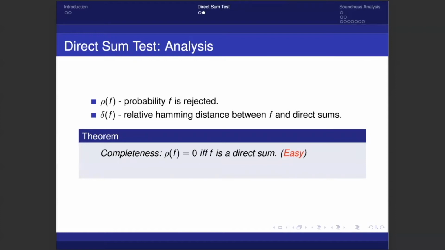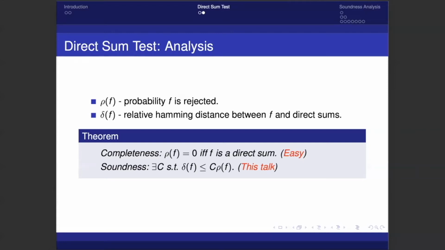So the guarantees we have for the direct sum test are the following. The test accepts with probability 1 if and only if f is a direct sum. Note that this is essentially the observation that we saw on the previous slide and is easy to verify. In the other direction, we show that there exists a universal constant C such that the distance between f and the set of direct sums is bounded by C times the rejection probability of the test.